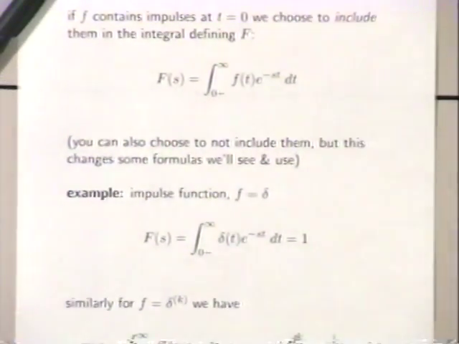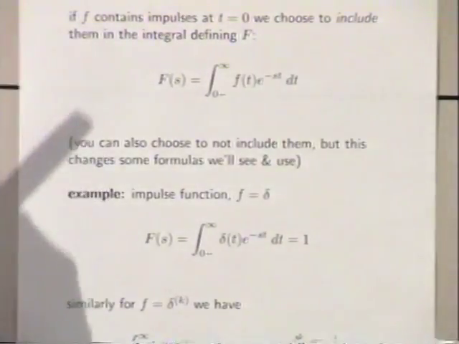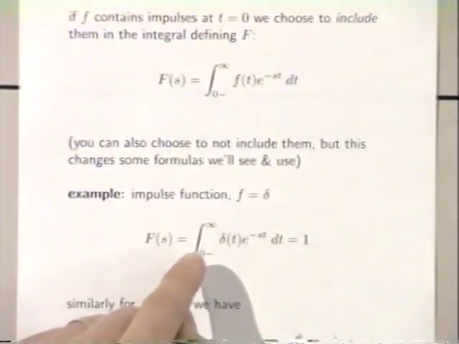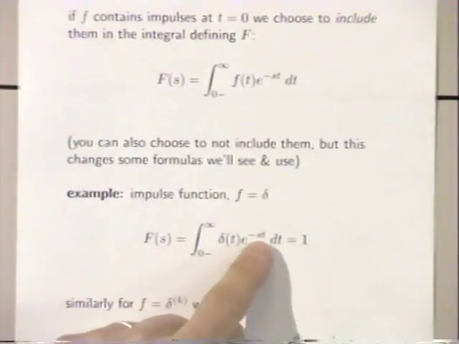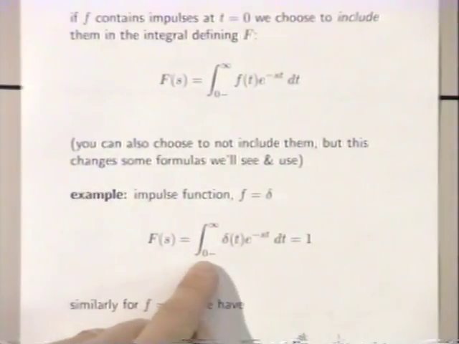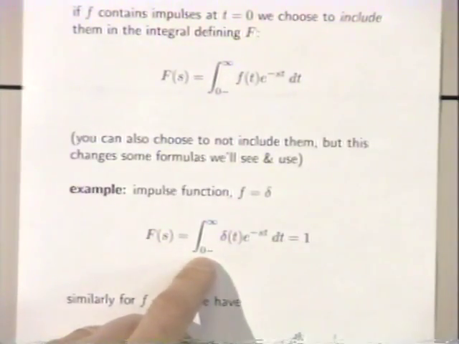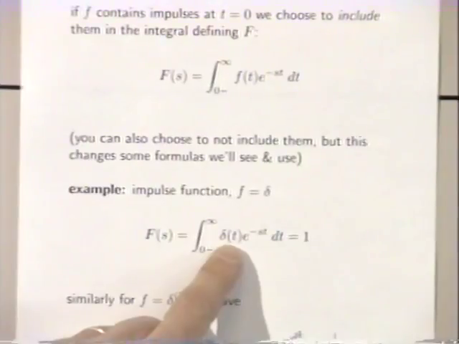Okay, let's do a simple example. A single impulse. So an impulse at t equals 0. Now the Laplace transform is the integral from 0 to infinity of delta of t e to the minus st dt. Here it's important for us to use our convention, which is that it's 0 minus, meaning that we're going to include this delta function, right?